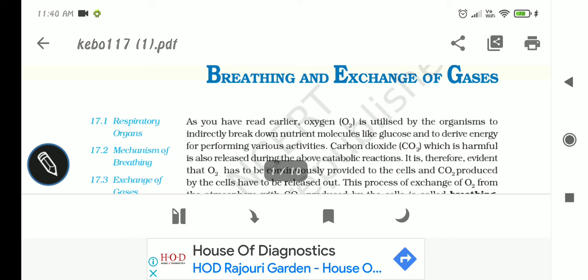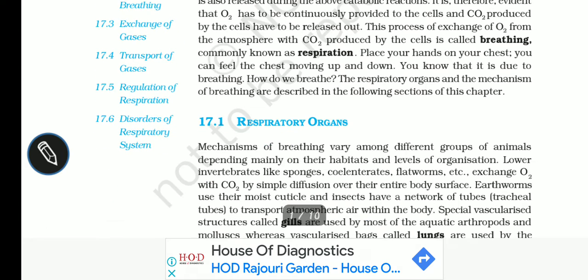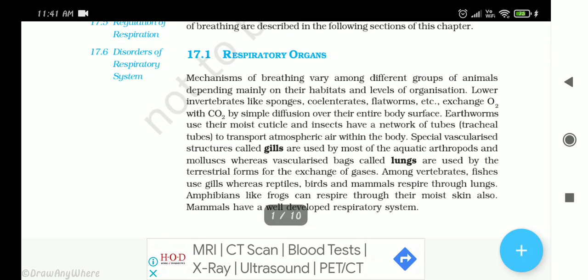Everyone, from today we are going to continue with the chapter which is breathing and exchange of gases. Part one has been done, and in the past one we talked about some very basic things like breathing, respiration, respiratory organs, and some of the organisms which have respiratory organs. Let me just revise it for you.